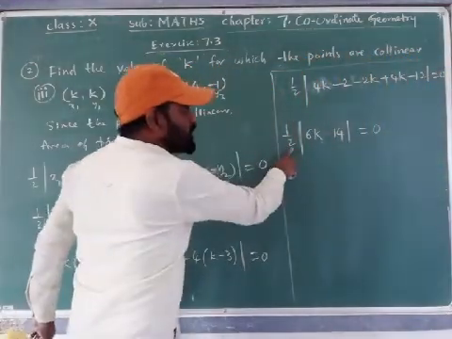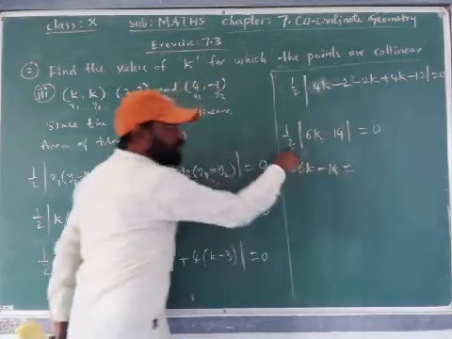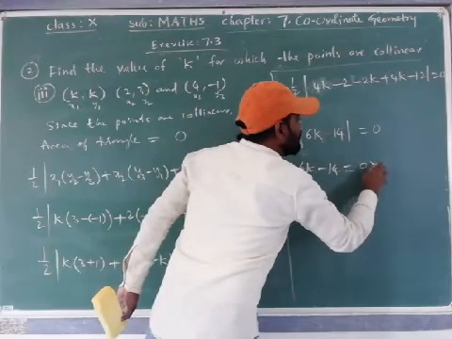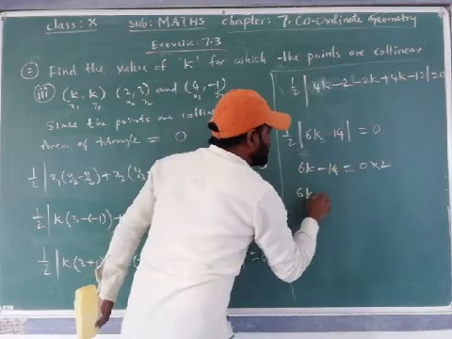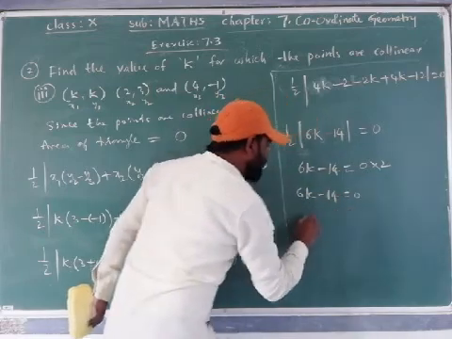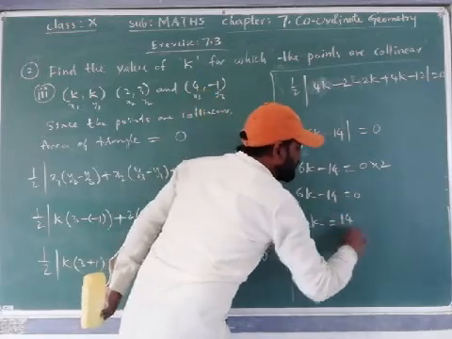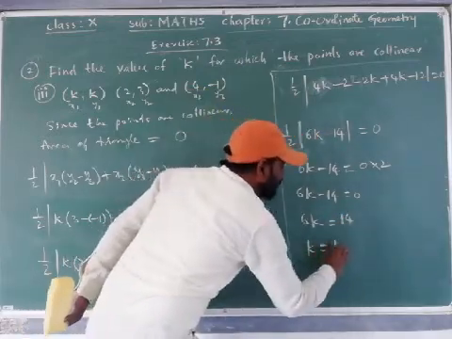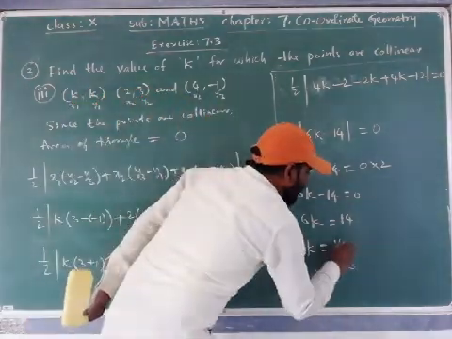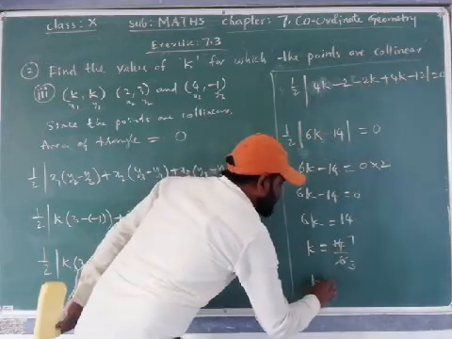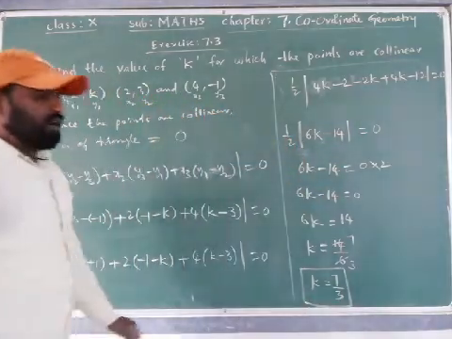Now see here, this 2, when it goes that side, 6k minus 14 is equal to 2 into 0. 0 into 2, that is 0 only. 0 into anything is 0 only. 6k minus 14 is equal to 0. Then 6k is equal to minus 14, transposing that side, it will become plus 14. Now k is equal to 14 by 6. Now 2 3s are 6 and 2 7s are 14. That means k is equal to how much? 7 by 3. So this is the value of k.